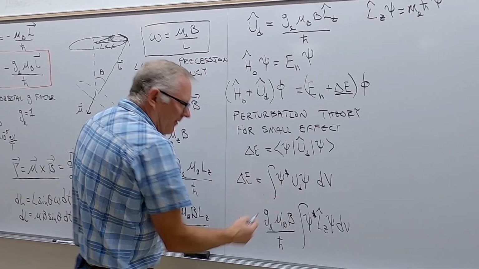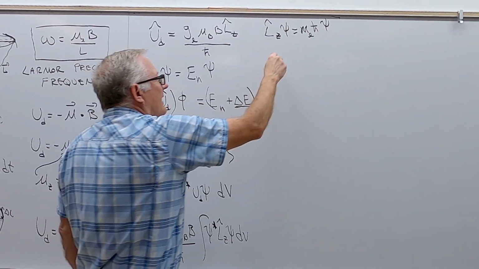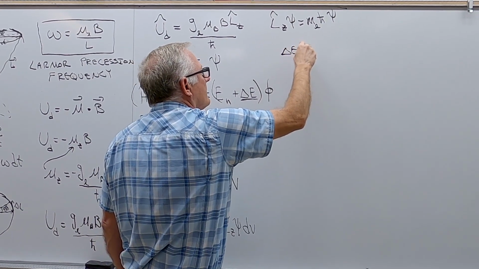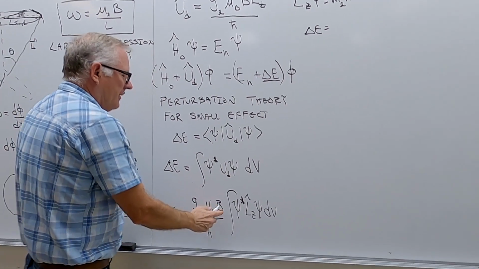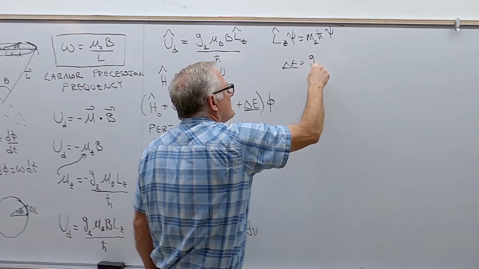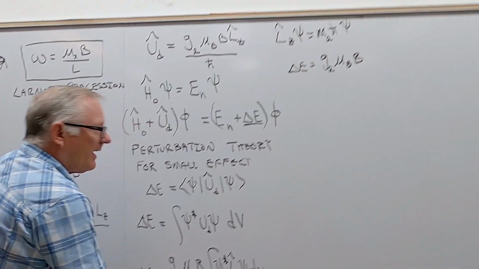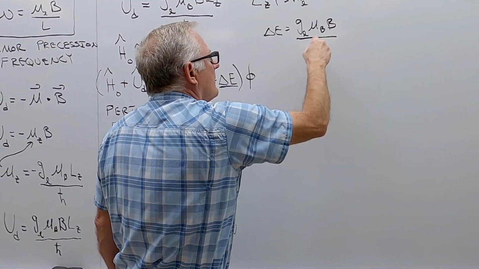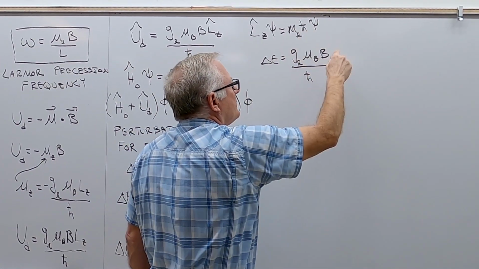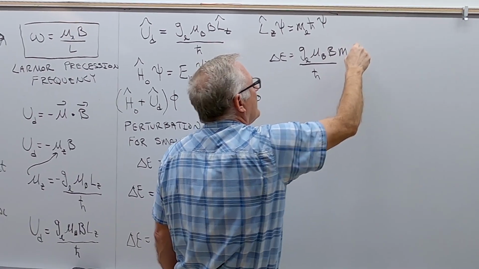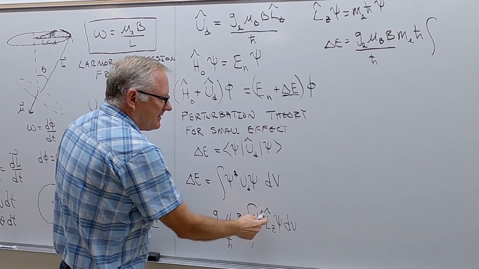Okay, and I can bring out the constants, the m_L and the h-bar, so that delta E is equal to g_L mu_B B over h-bar. And when I apply L_z on psi, it gave me an m_L h-bar. I'll bring that out in front: m_L h-bar. And the only thing left in the integral is psi star psi.